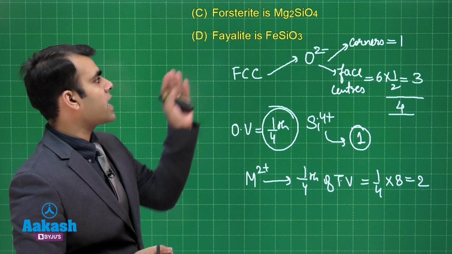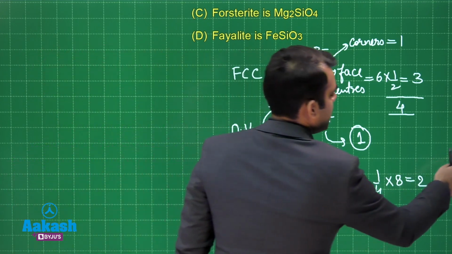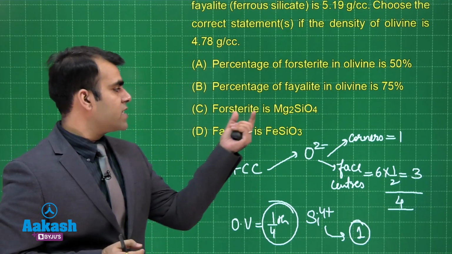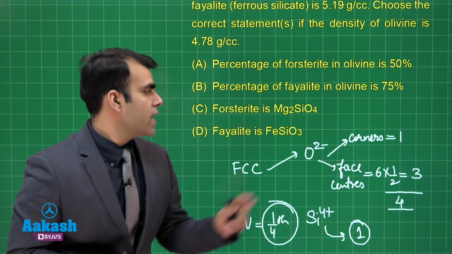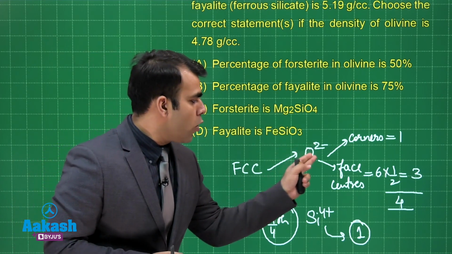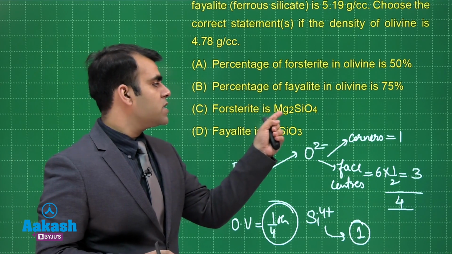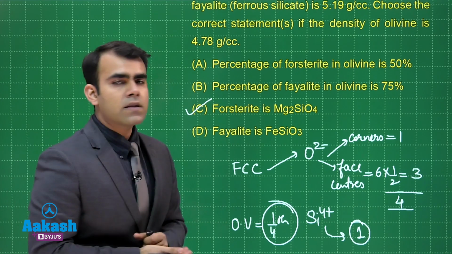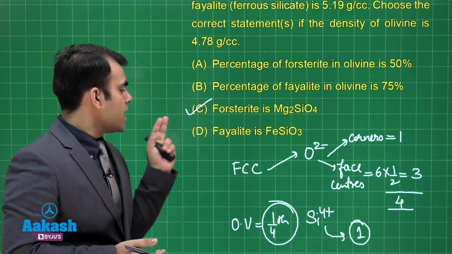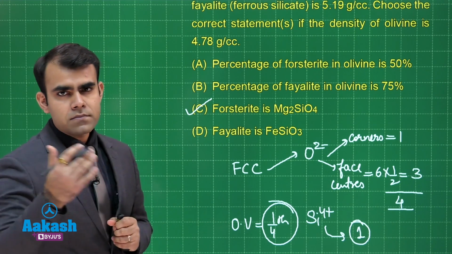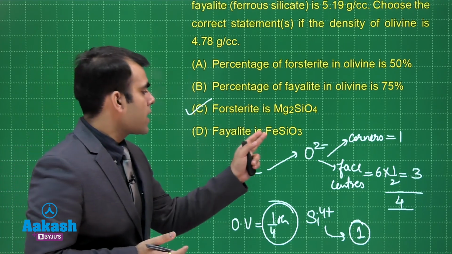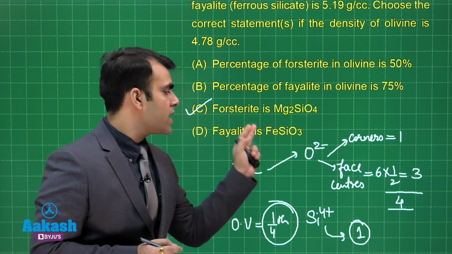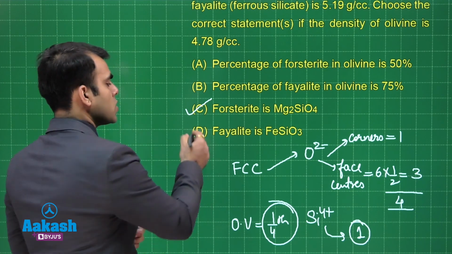For example, in forsterite we have magnesium ion, so the number of magnesium ions, that is the divalent ion, is 2, silicon is 1, and oxide we know is overall 4 in number. So the formula becomes Mg2SiO4. So from here I can say that my third statement, or C, is correct. Similarly, fayalite is basically a ferrous ion crystal, and in this way it should be Fe2SiO4, but here it is given as FeSiO3, so this is incorrect.